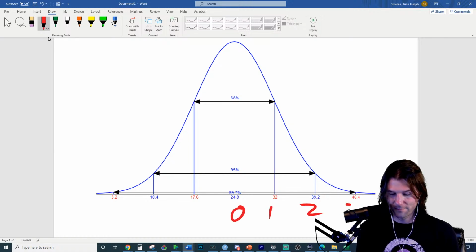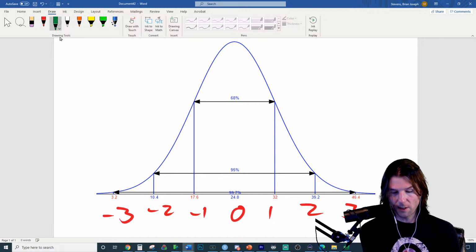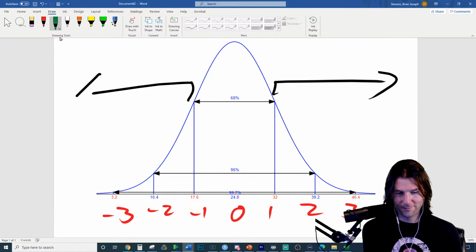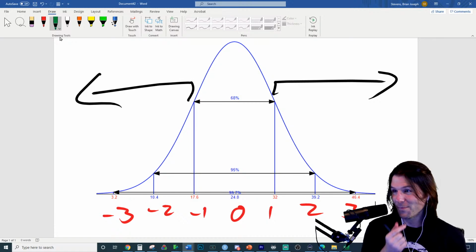They also don't let you control the pens as much. Word did an update a while ago, and I don't even know.